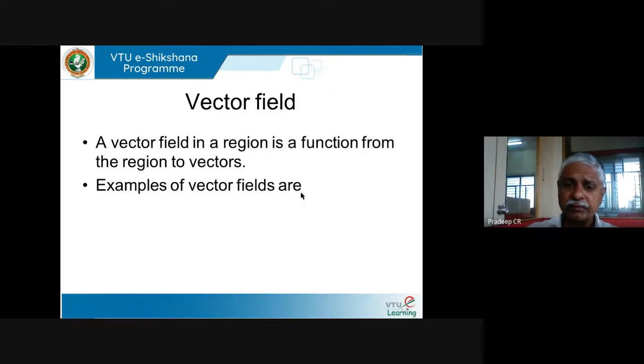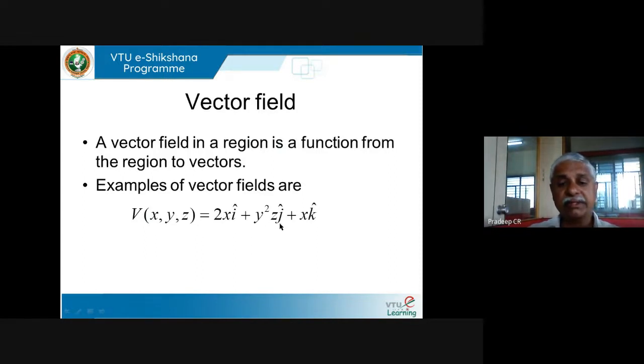So examples of vector fields are something like this. V of x, y, z. That means x, y, z is a point. The coordinates of the point x, y, z give 2xi plus y squared zj plus xk. That means you give values for x, y, z. For example, 1, 1, 1. It's the easiest one.